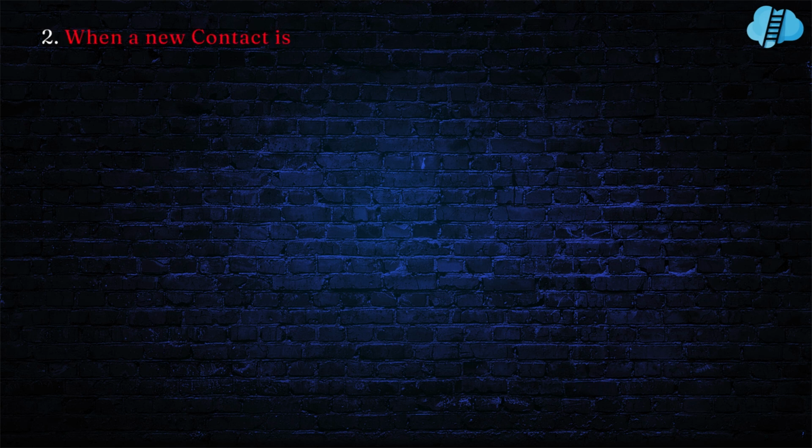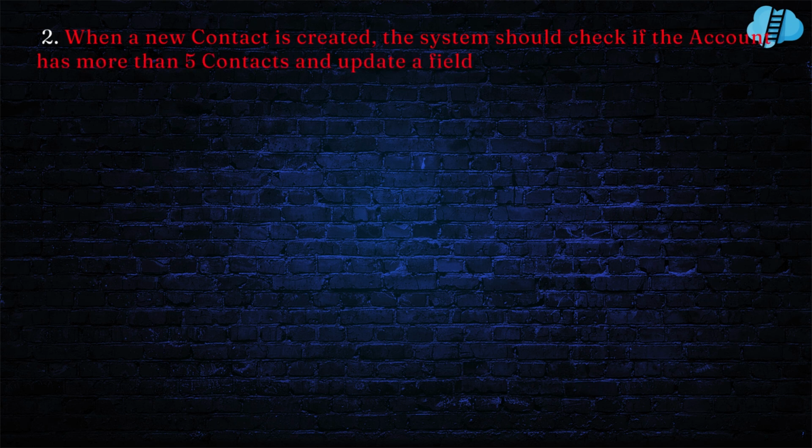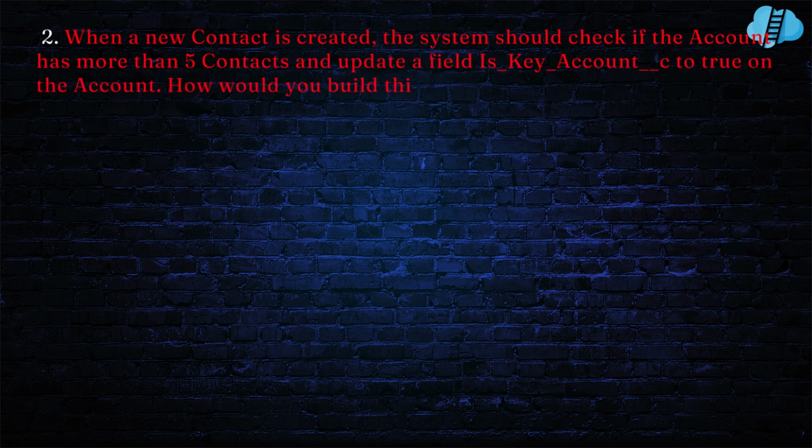2. When a new contact is created, the system should check if the account has more than 5 contacts and update a field Is_Key_Account__c to true on the account. How would you build this using flow?